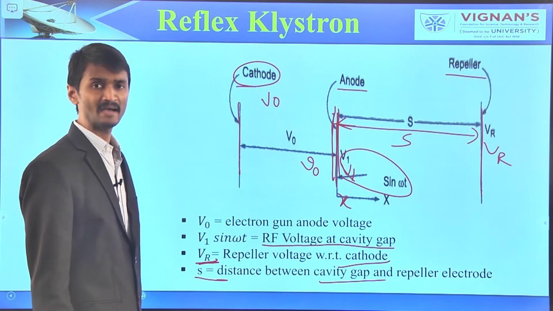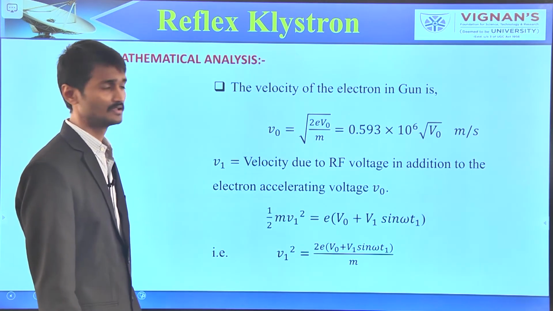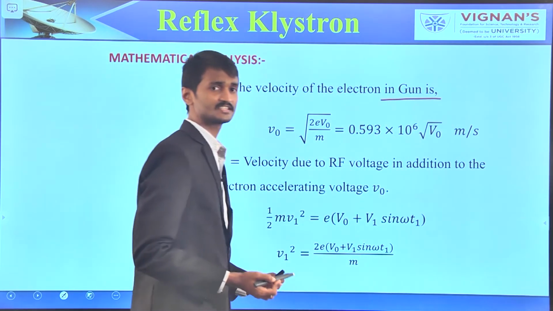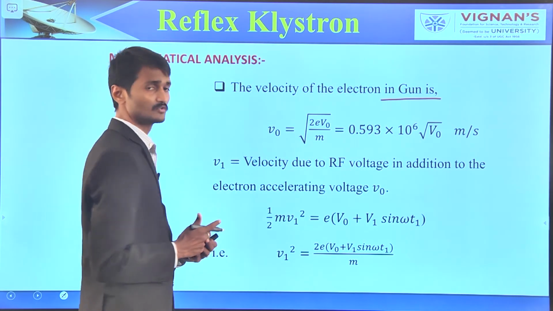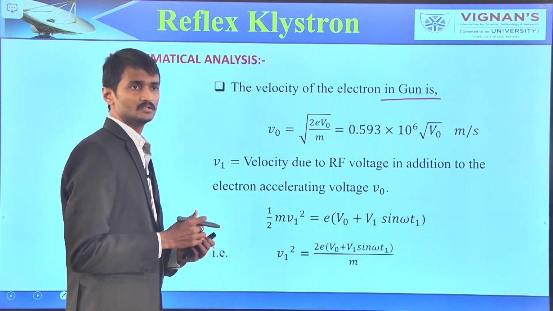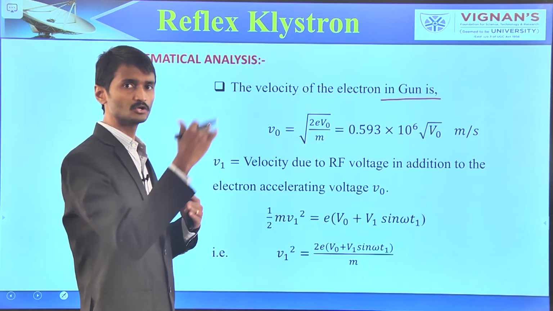So now we will see the mathematical analysis of this reflex klystron. The velocity of the electrons in the gun, we already know, we have seen in triodes, that is in transit time effects. So we have the triode. What is the transit time effect? The time taken by the electron to travel from the cathode to the anode.